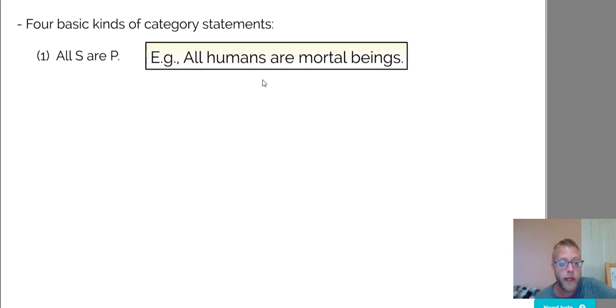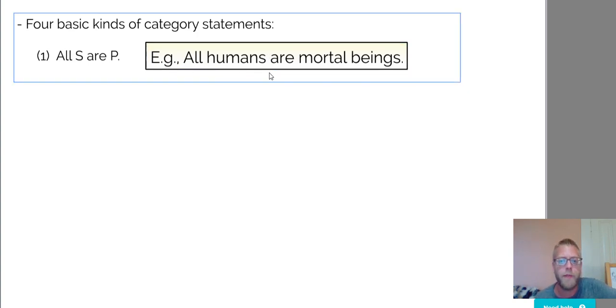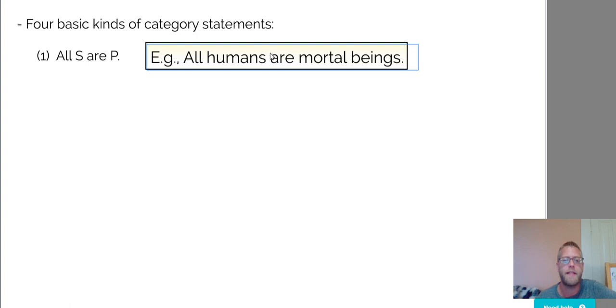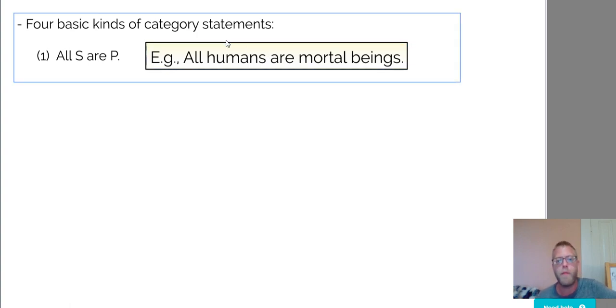All S are P, right? So you can imagine other statements just like that, right? It's where you're saying something positive about all the members of a group.